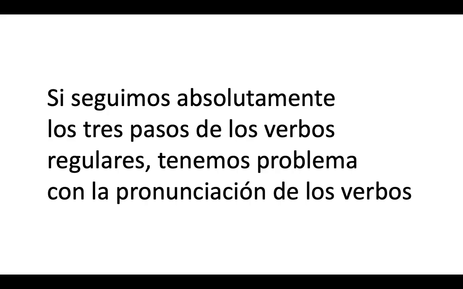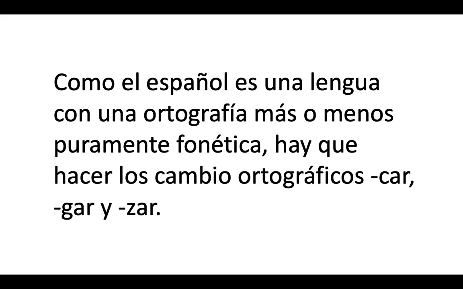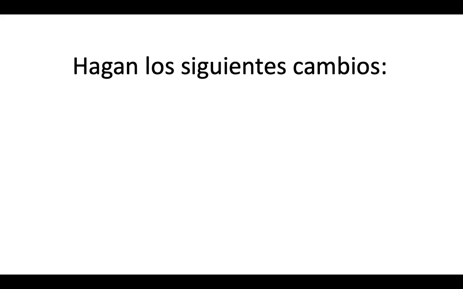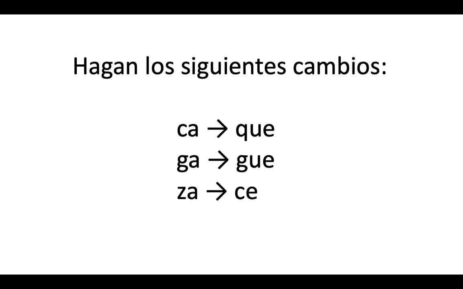Si seguimos absolutamente los tres pasos de los verbos regulares, tenemos problemas con la pronunciación de los verbos, right? If we follow the steps absolutely, then we're going to have trouble with pronunciation because Spanish, as a language that has a more or less perfect phonetic spelling, you have to make the orthographic changes for car, gar, y zar. Hagan los siguientes cambios. Make the following changes. Ka to ke, ga to ge, and za to se.